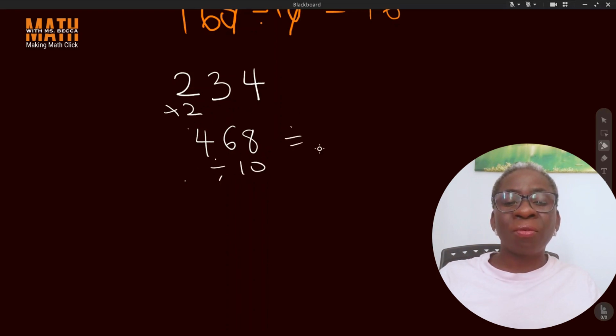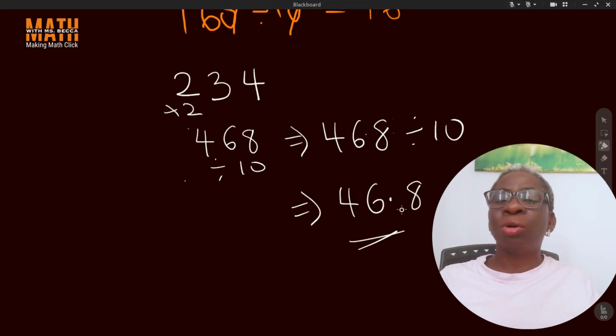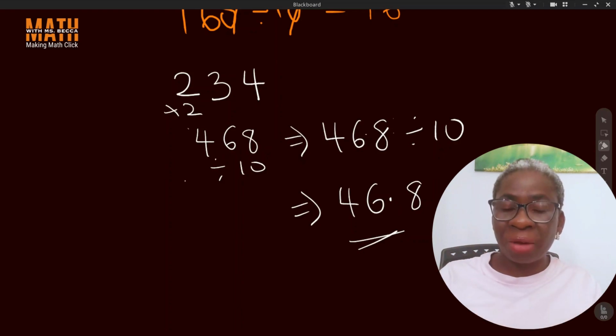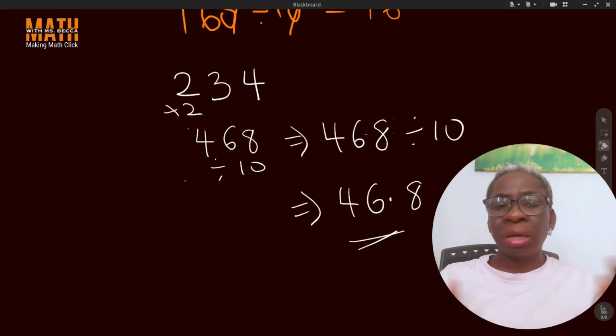So when we have 468 divided by 10, that means that we'll just move the decimal point by 1. So this will give 46.8. If you press your calculator now, you will get the answer. So whenever you have to divide any number by 5, first multiply the number by 2, then move the decimal point, and that is it.